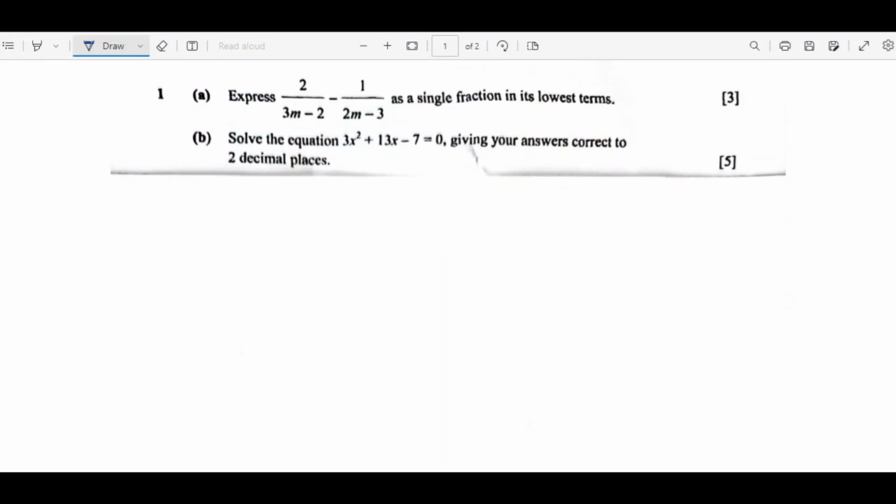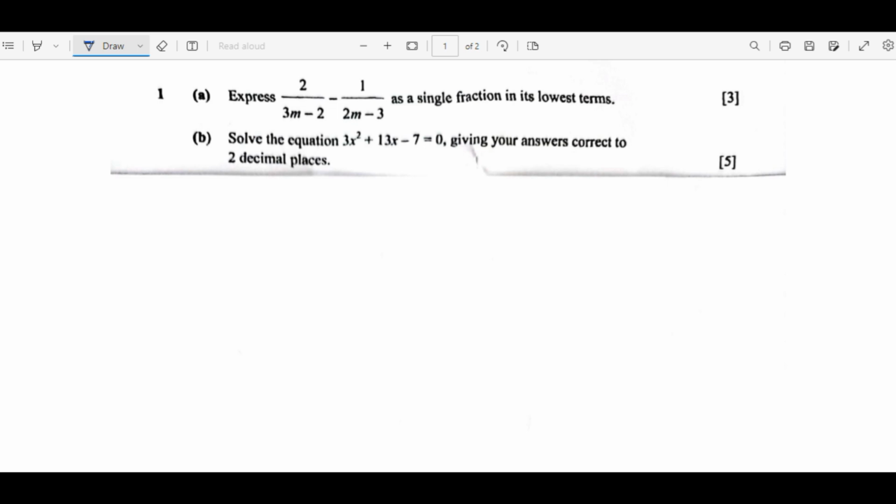Hello folks, we have some questions from Math Paper 2 for the year 2023, and we are dealing with a paper that was written by the internal candidate. So let's look at the first question. Express 2 over 3m minus 2 minus 1 over 2m minus 3 as a single fraction in its lowest term.